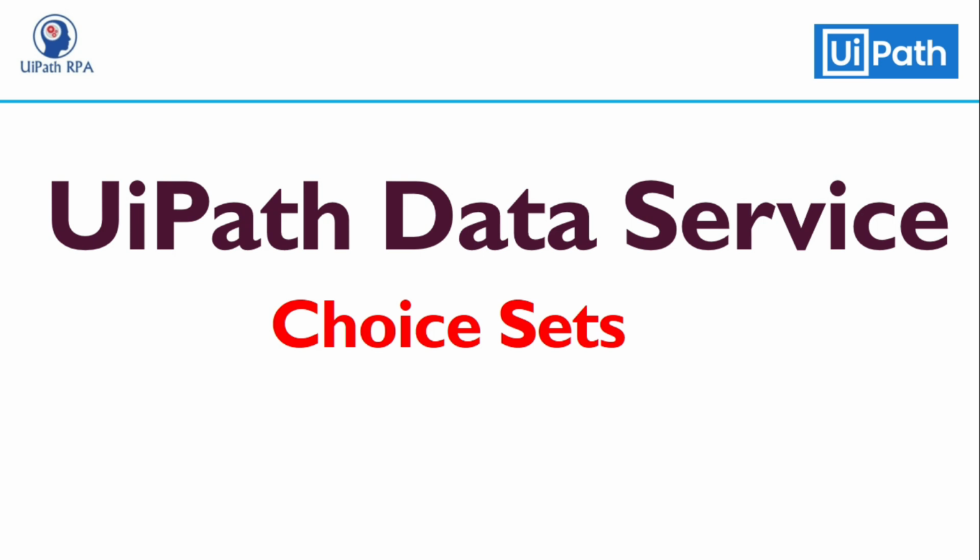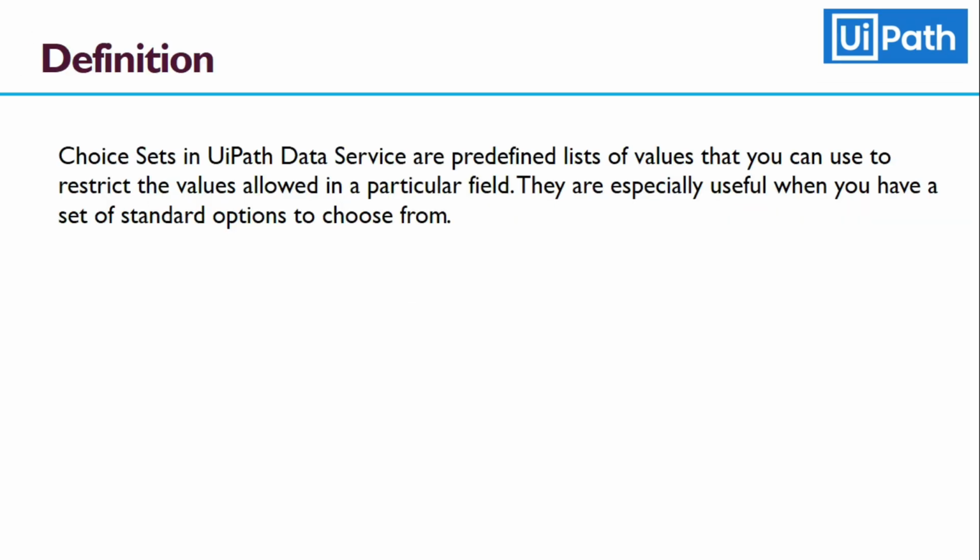So let's get started. Choice sets in UiPath Data Service are predefined lists of values that you can use to restrict the values allowed in a particular field. They are especially useful when you have a set of standard options to choose from.